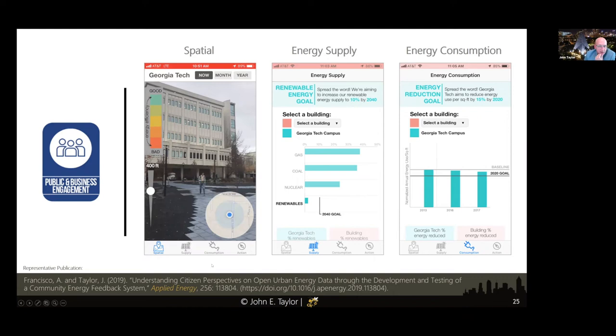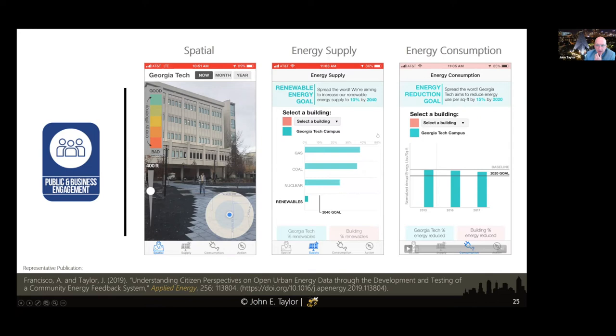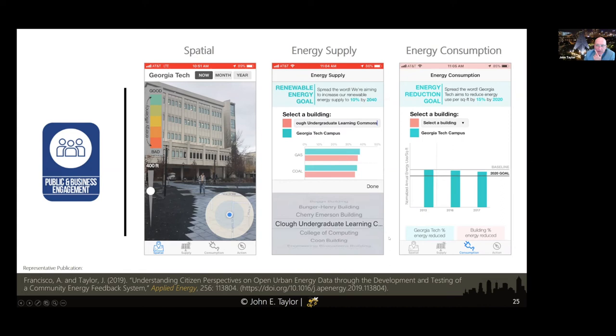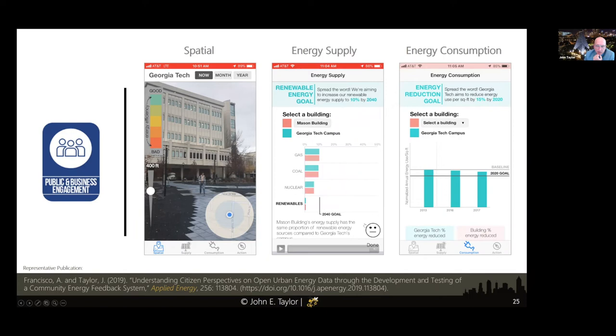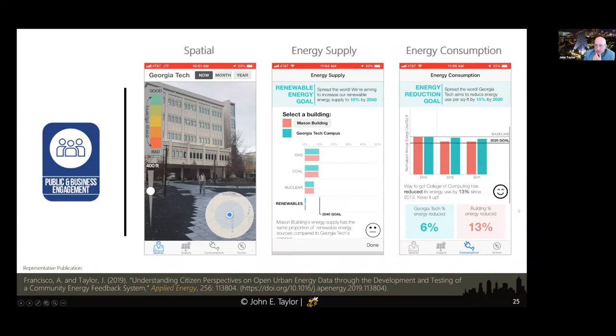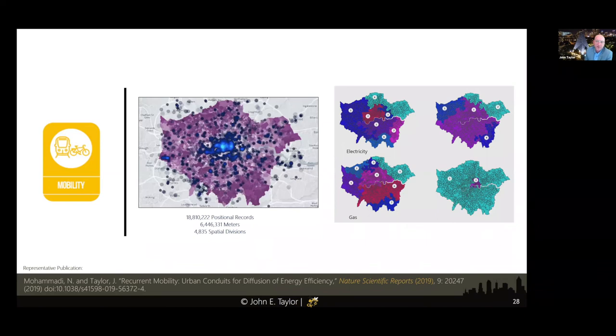If you click on the building, you can see the energy supply and consumption of that building, but you can also select from a dropdown and identify any building on campus where we have the smart meter data, and see what kind of sources are supplying the energy for the building, because we have a goal of increased renewable. So you can see how that building's doing in terms of its energy supply, but also in terms of energy consumption relative to the goal for the building and the goal for the campus. How is any individual building doing on the campus? So this was an effort to integrate more of the general public into information about energy.